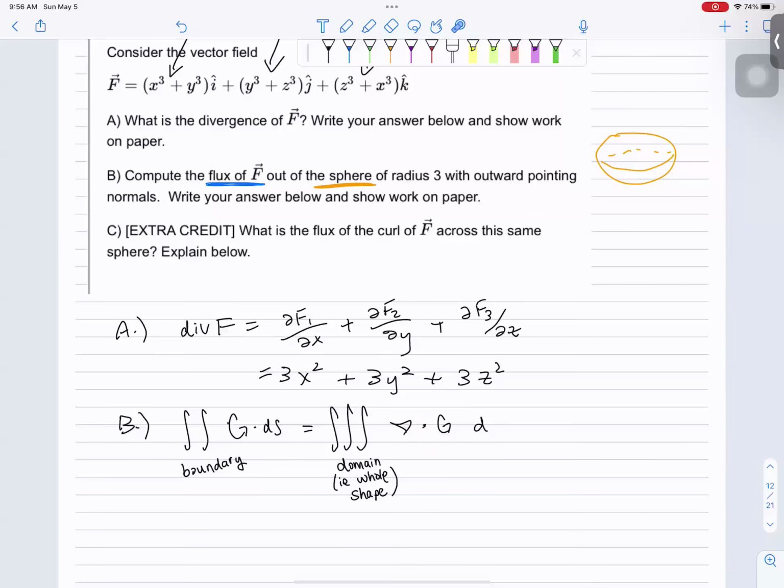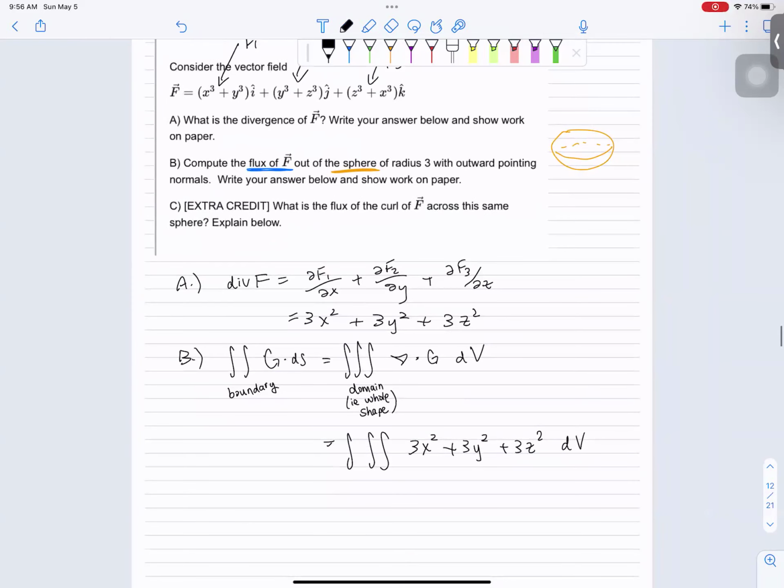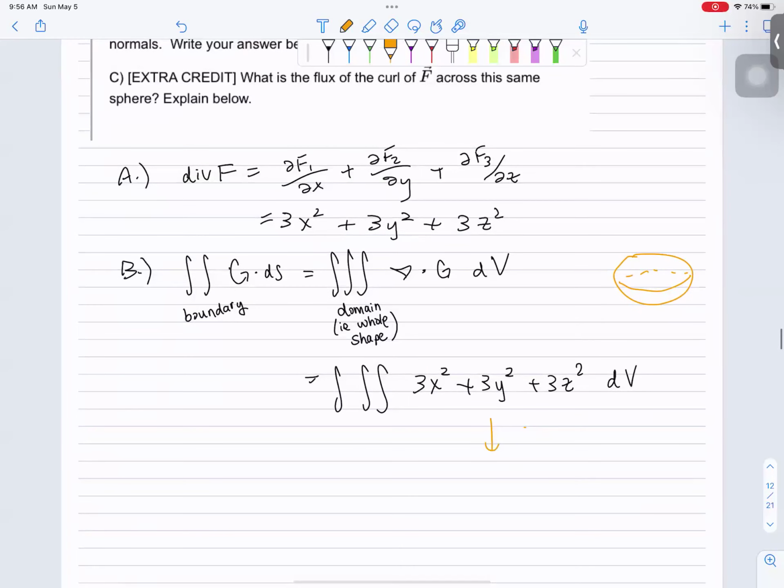Okay, what is the divergence of my field? Well, I just found the divergence of my field in part A. It was 3x squared plus 3y squared plus 3z squared dV. What do I do with these bounds, right? I have a sphere. I could keep things in Cartesian coordinates, but do you want to find what z equals, the square root of something, y equals the square root of something, and then evaluate all those square roots? No, we don't really want to do that. So instead, I'm going to convert to spherical coordinates because I have a sphere.